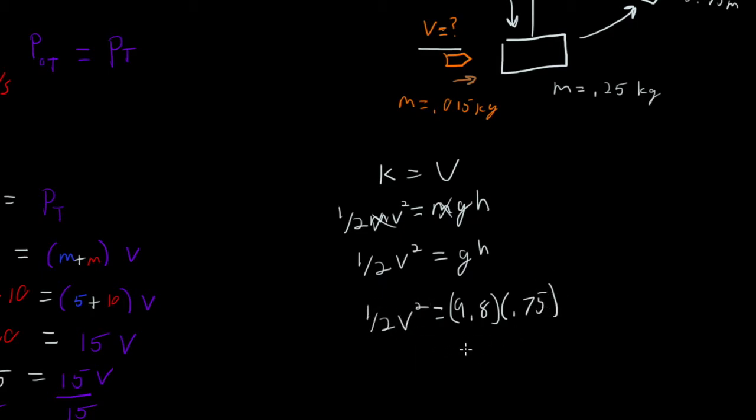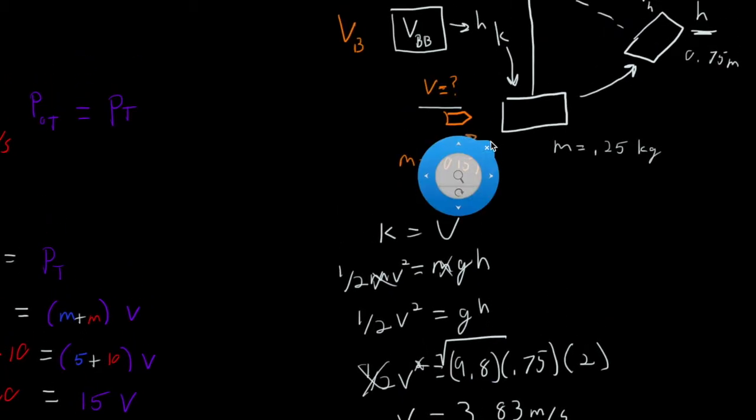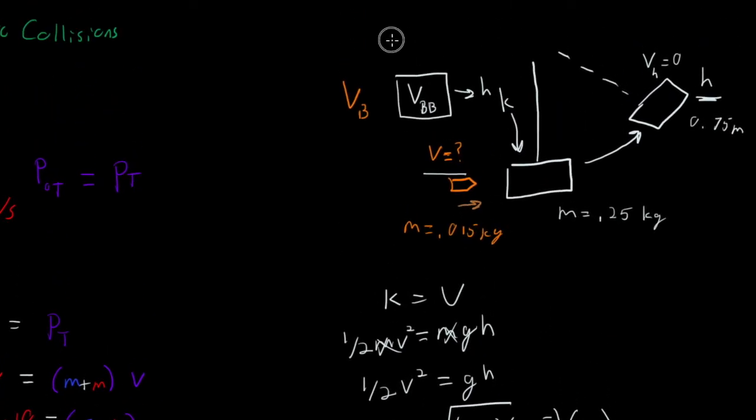And so once we plug our numbers in, this is actually pretty simple to solve. We can hit that with a 2 and then take the square root of both sides, and we would get rid of our 1/2 and get rid of our square. And we would have our velocity being equal to 3.83 meters per second. So that's going to be the velocity of our ballistics gel and our bullet combined. So we can put that in right here. Let's say this is 3.83.